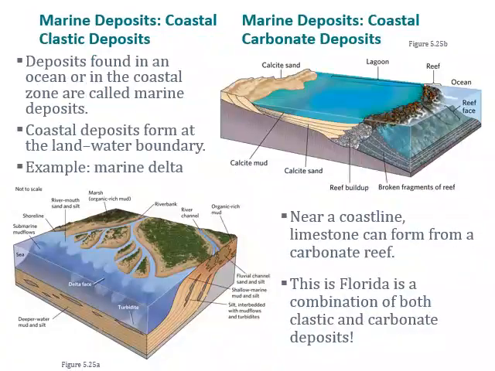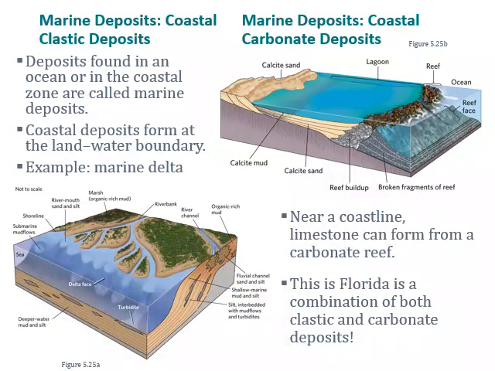Now we move on to marine deposits. So coastal clastic deposits are the most common sedimentary rock deposits. They're found in the ocean or in the near coastal zone called marine deposits. These form at the land and water boundary. A great example is a marine delta. For example, if you were to look on Google Earth at the Mississippi Delta, you'd see the brown river water expanding into the ocean slightly, indicating deposition of clay.